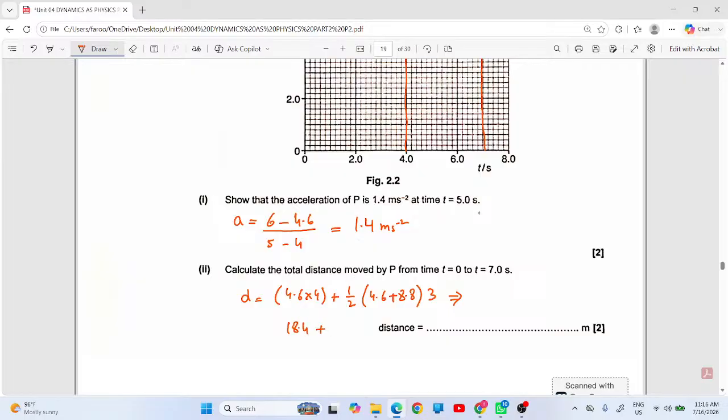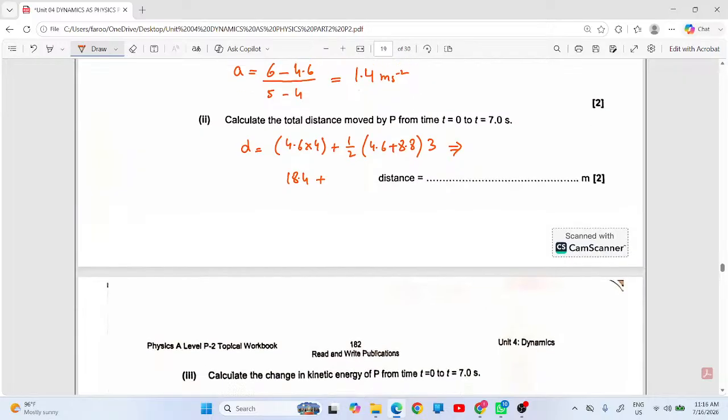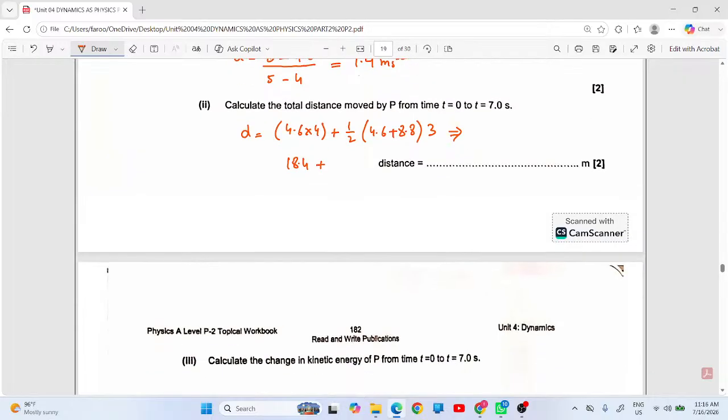Plus 20.1. So the answer equals 38.5 meters.